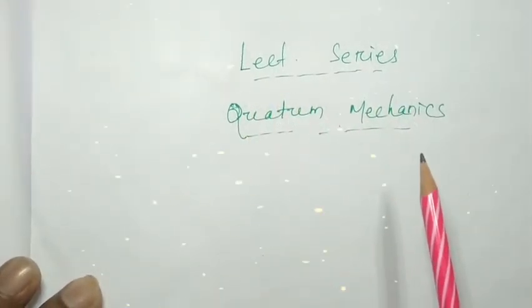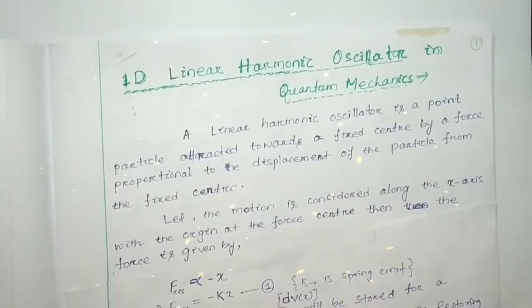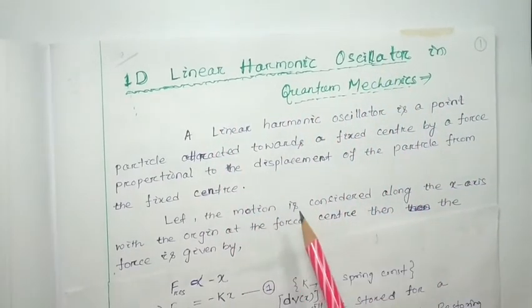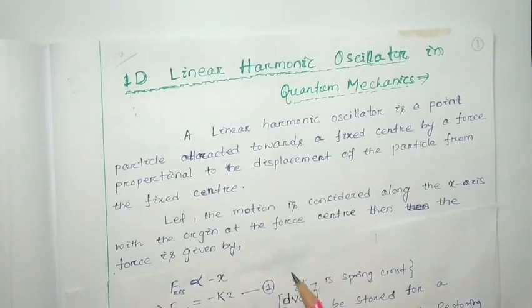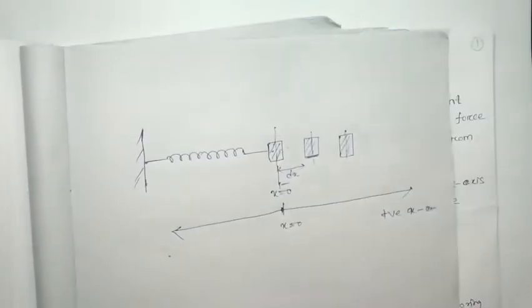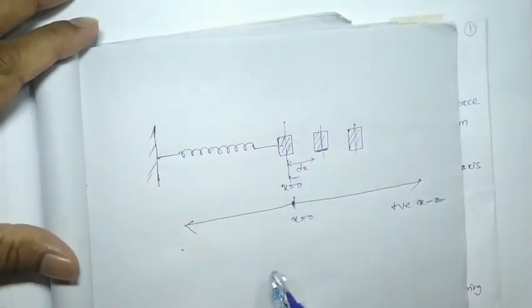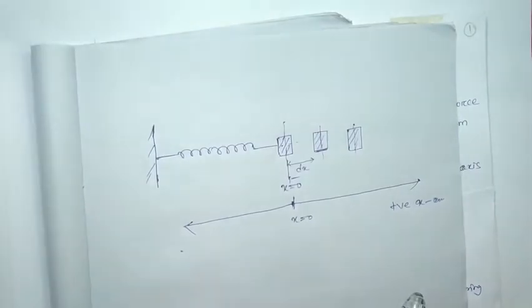Today we are going to discuss a new topic, that is the one-dimensional linear harmonic oscillator in quantum mechanics. Before we start our discussion in detail, whatever I have written in the notes, I am going to give you two to three examples or ideas about oscillators: when a particle is going to oscillate, why it has to oscillate, and at the time of oscillation how the potential energy is stored.